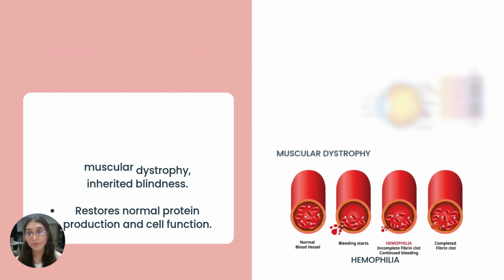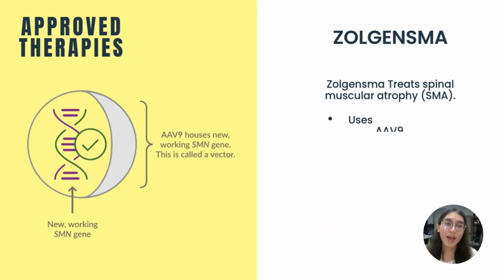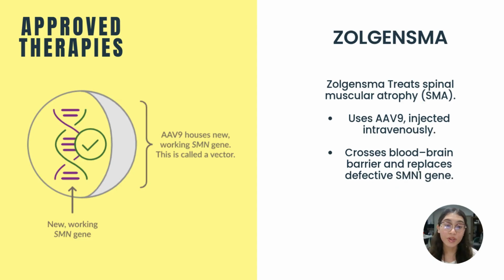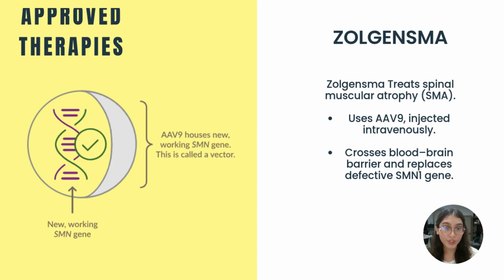RPE65 into the retinal cells, restoring the enzyme activity needed for the visual cycle and allowing photoreceptor cells to respond properly to light. One of the approved therapies is Zolgensma, used to treat spinal muscular atrophy, SMA, a deadly disorder where mutations in the SMN1 gene cause motor neurons to die, leading to paralysis. This therapy uses AAV9, which can cross the blood-brain barrier to deliver a healthy copy of SMN1 to motor neurons after a single intravenous injection. Once expressed, the new SMN protein protects the neurons and restores motor function.